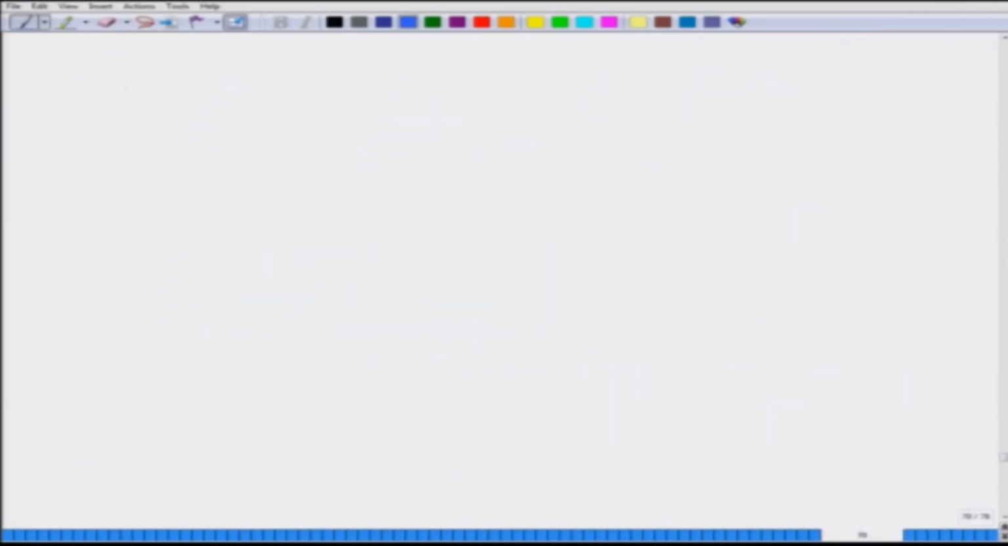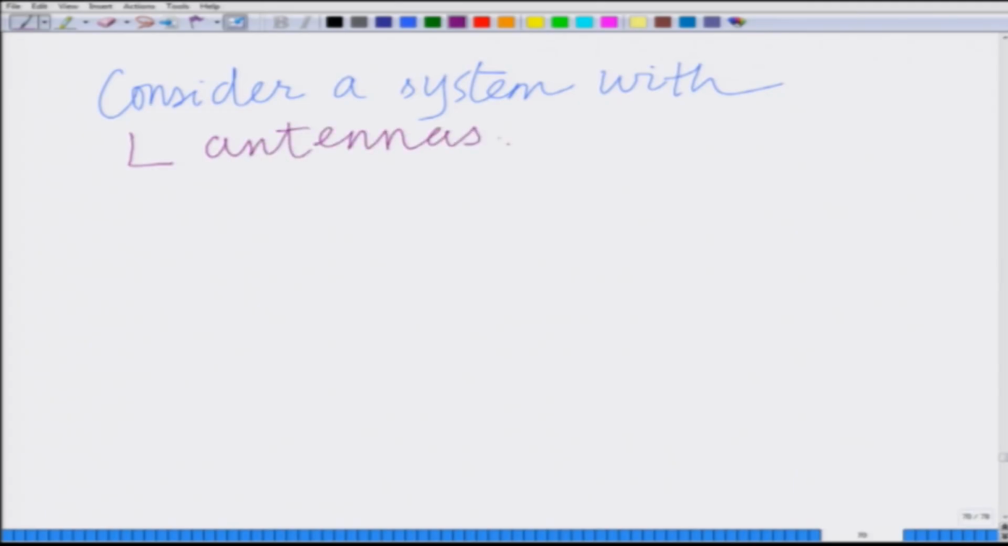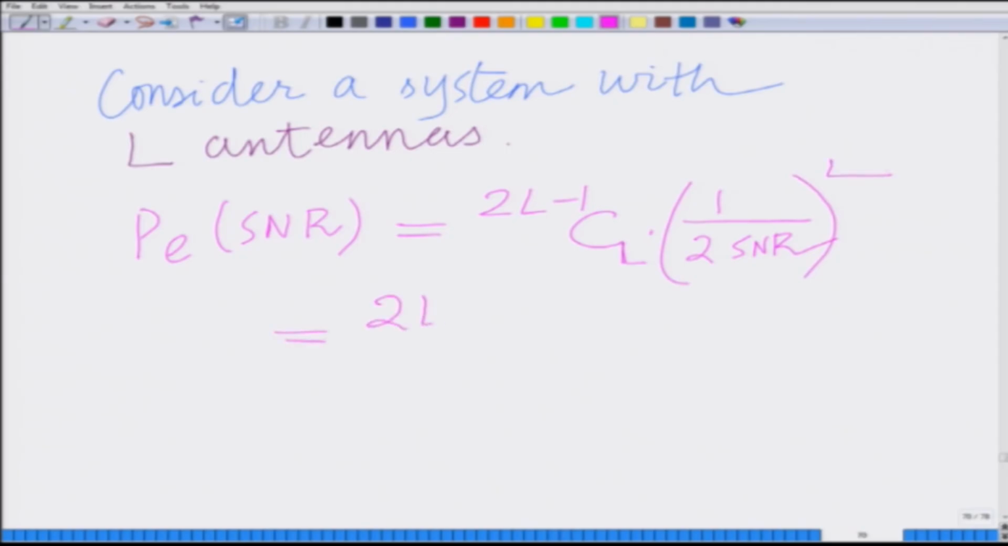Now, let us see what happens as the number of antennas increases. Consider a wireless system with L antennas, and in this case we know that the probability of error PE of SNR at high SNR equals 2L minus 1 choose L, times 1 over twice SNR raised to the power of L, which is 2L minus 1 choose L, times 1 over 2 to the power of L, times 1 over SNR raised to the power of L.